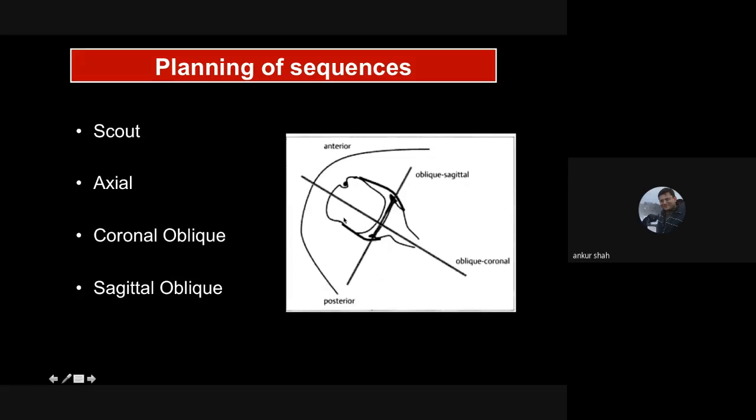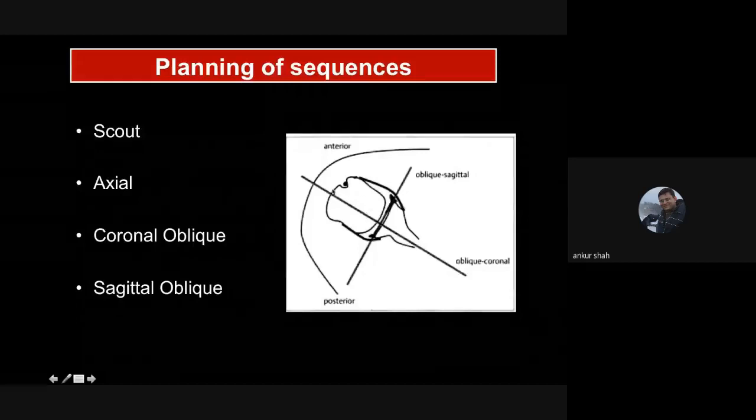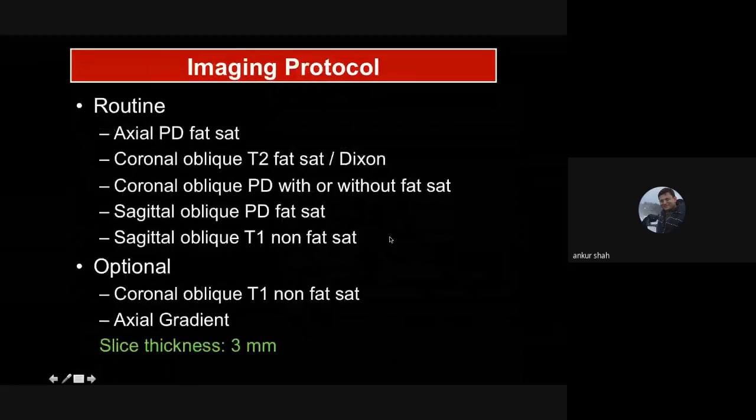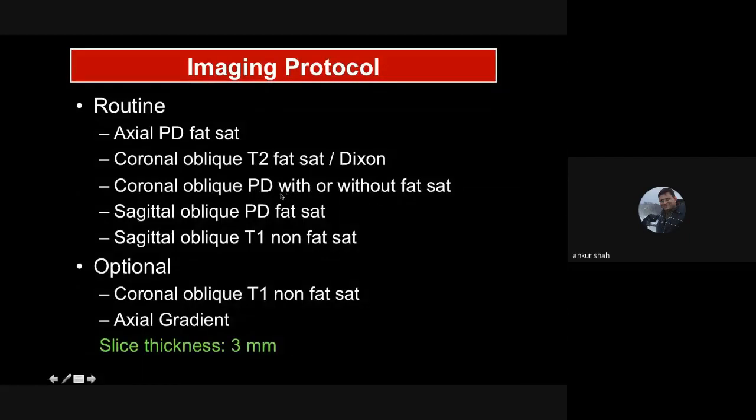But instead, here our main goal is to see the supraspinatus. So we plan our sequences parallel and perpendicular to the supraspinatus. The coronal is oblique coronal, which is along the plane of the supraspinatus tendon, which is oriented like this, and the sagittal is perpendicular to this coronal image. That is the oblique sagittal. Again, we take different sequences, the proton density, T2 weighted with or without fat suppression, again coronal proton density. One most important sequence is this sagittal oblique, which is T1 without fat suppression.